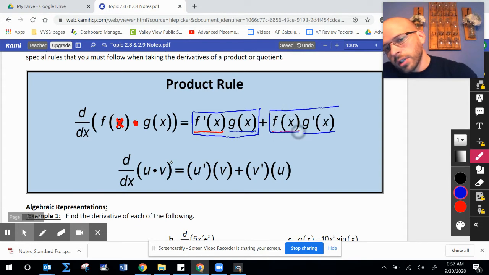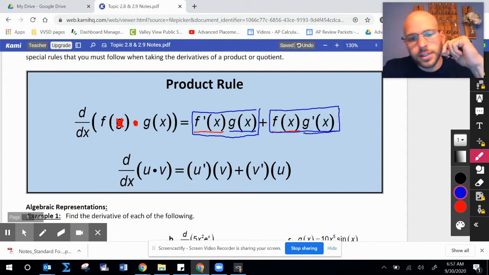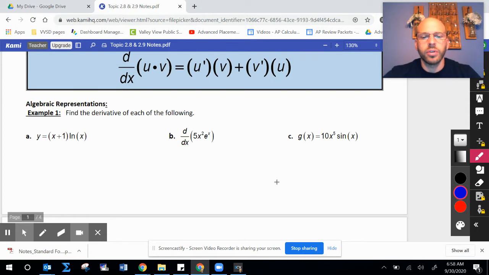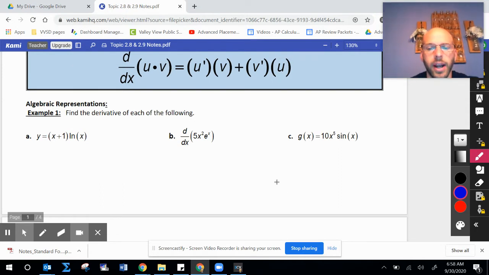Again, we take the derivative of the first piece and leave the second, then we do the flip-flop: we leave the first and take the derivative of the second. Some textbooks use the terminology u and v to represent two different functions. So right below it, u prime times v plus v prime times u. You can see it with fewer parentheses. Let's do it slowly but surely and put it into practice.